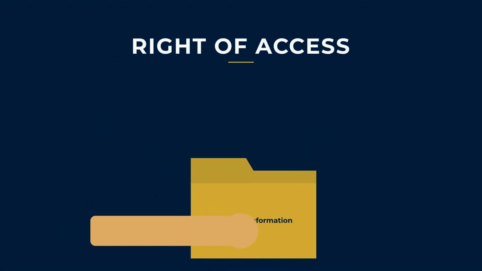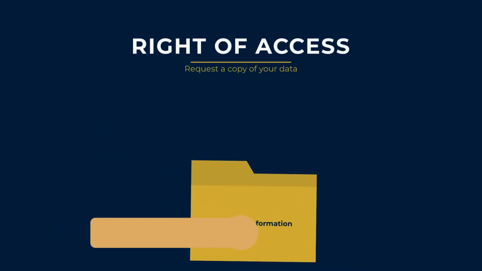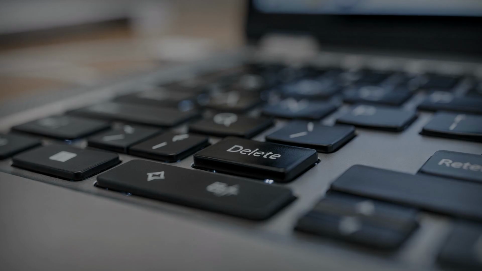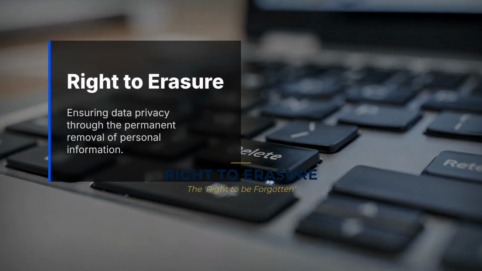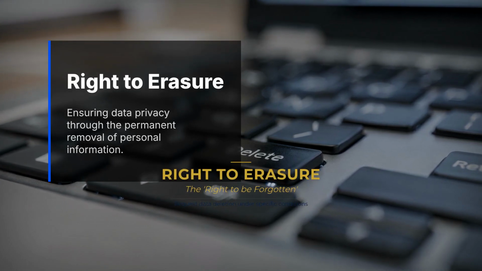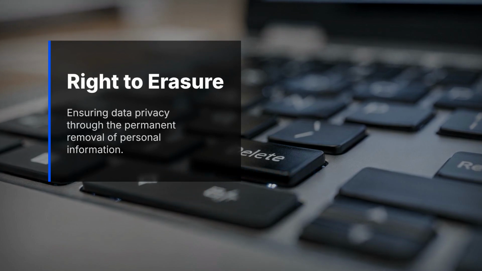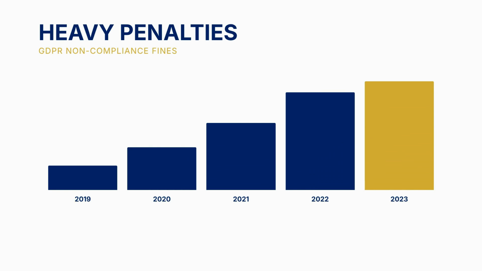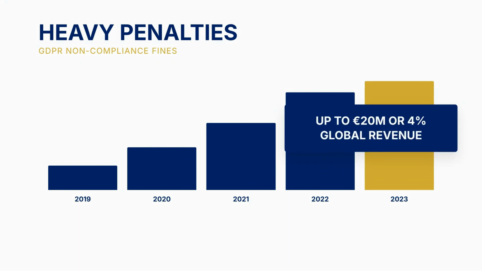GDPR grants individuals powerful rights, like the right of access to request a copy of all information an organization holds about them. They also have the right to erasure, often called the right to be forgotten, allowing them to request data deletion under certain conditions. Failure to comply can be extremely costly. Fines can reach up to 20 million euros, or 4% of your company's global annual revenue. However, the financial penalty is only part of the story. The loss of customer trust and brand reputation can be even more damaging long-term.